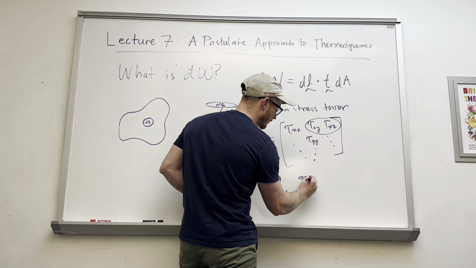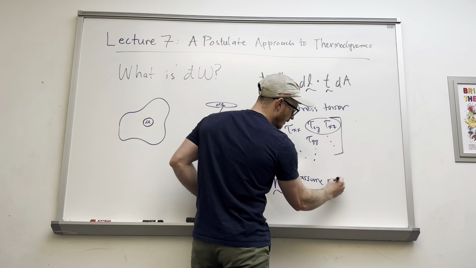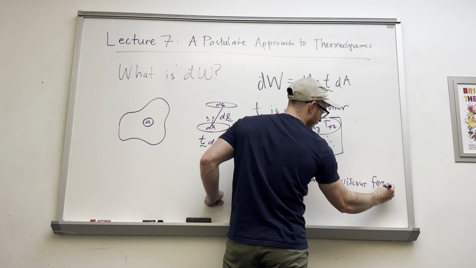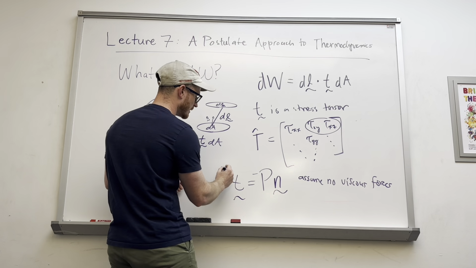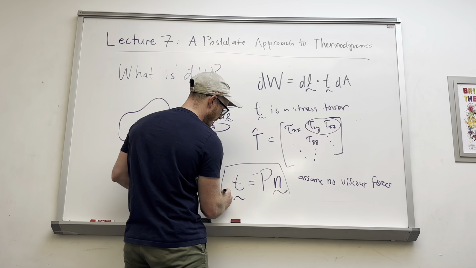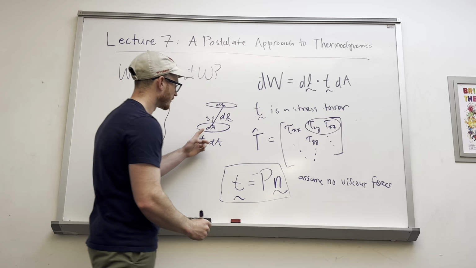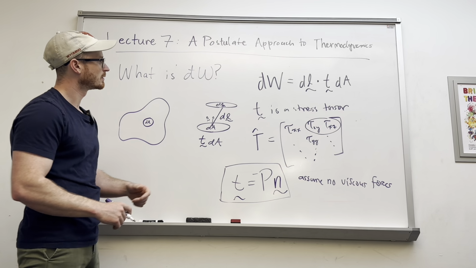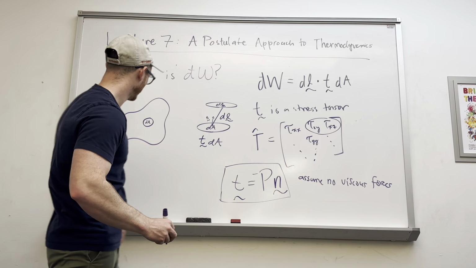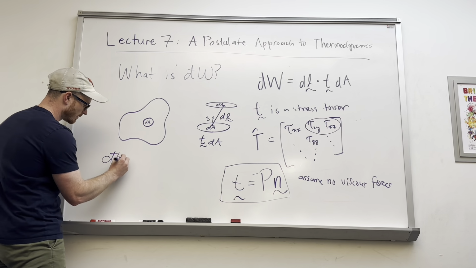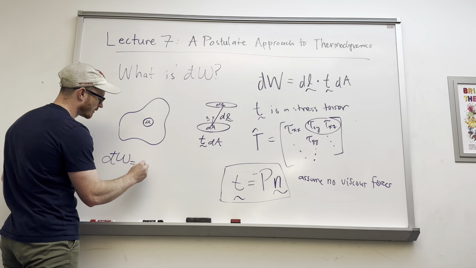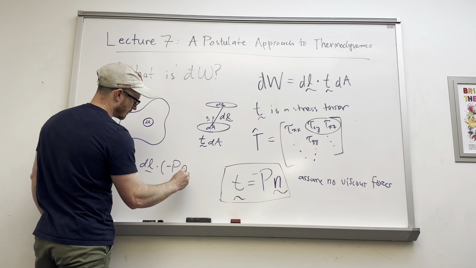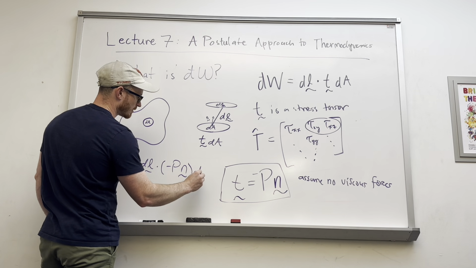Assume no viscous forces. And we get that T is equal to minus P, the minus pressure, exerted on the boundary in the normal direction. Now, if we write this out over our volume element, then we have that dW is equal to dl dot minus Pn dA.